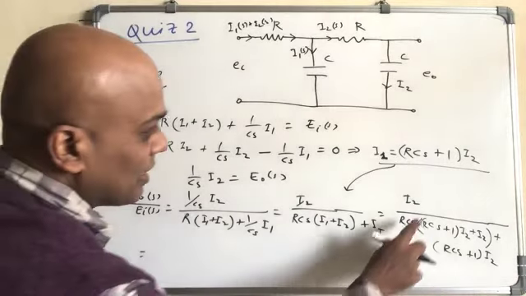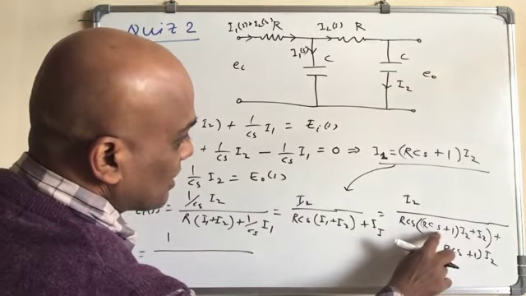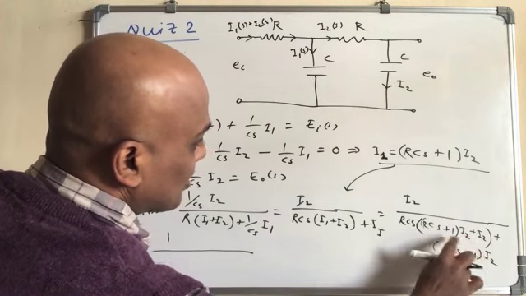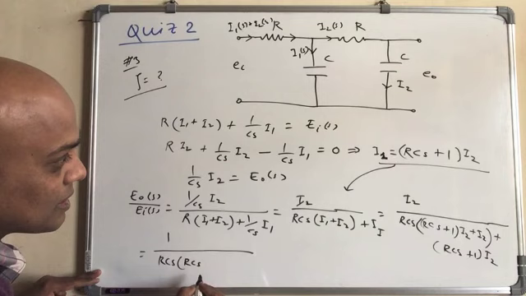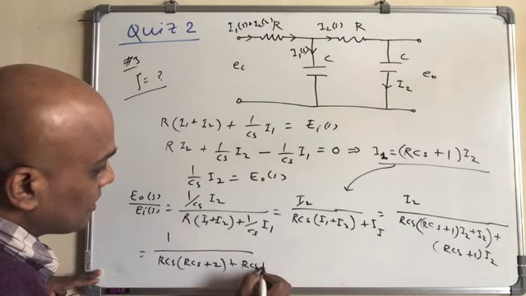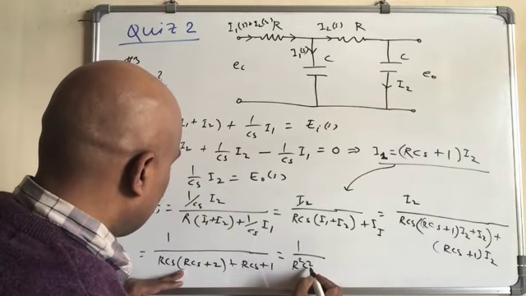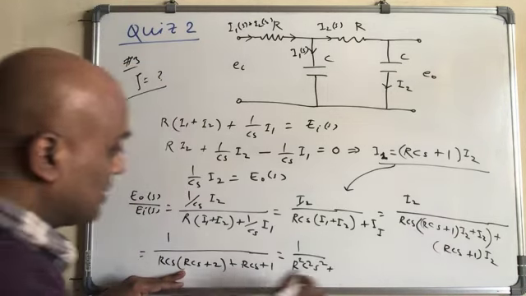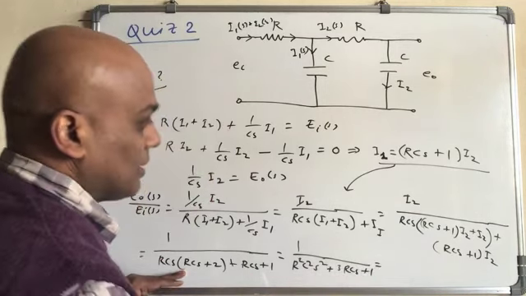Hence, here also I2, here also I2, we can cancel it out. What we get is 1 over, and here RCS plus 1 I2 becomes RCS plus 2 I2, right? So I2 cancels out. So what we get is RCS plus 2, and then we have RCS plus 1. Okay, and what we get over R square C square S square plus 2 here and 1 here, 3. So 3 RCS and plus 1. Yeah, okay. So this is what we get.